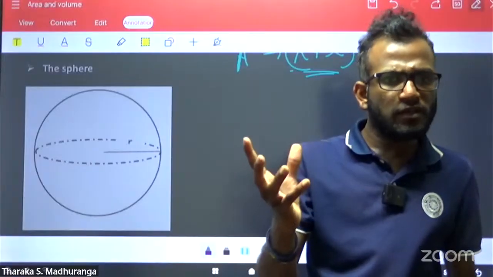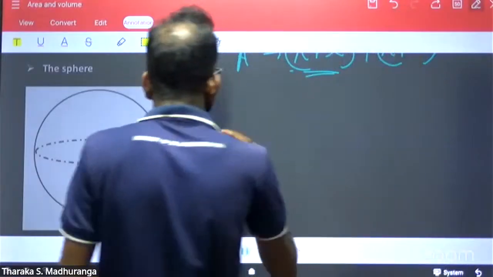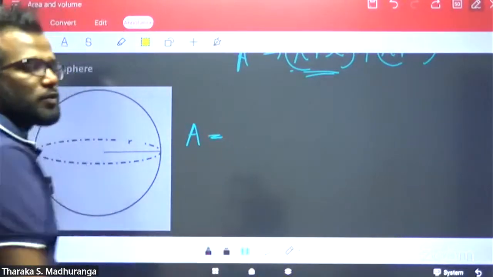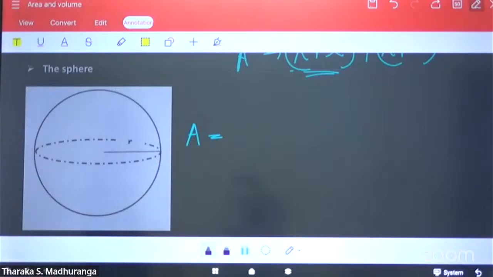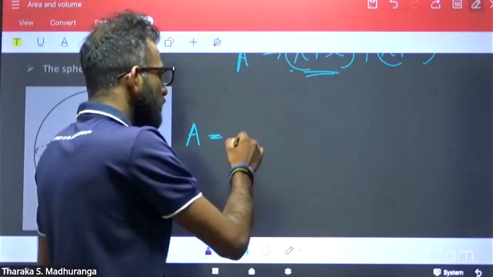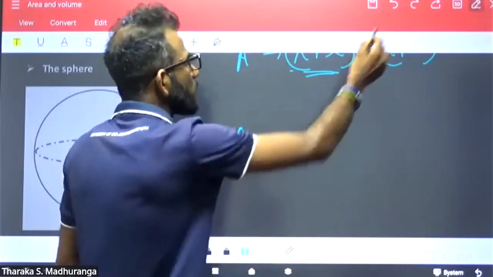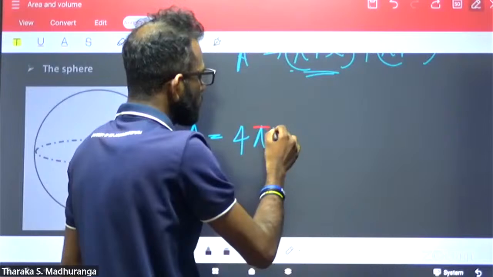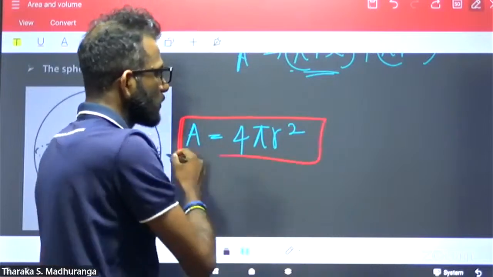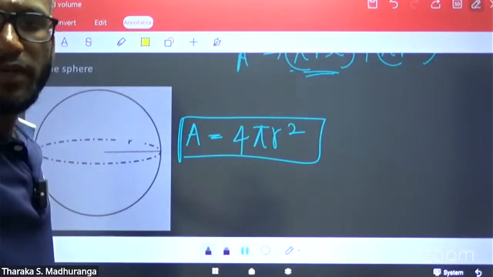How do we get the area of a sphere? Fatima, do you remember? Yes, Kabir, correct? Very good, very good. It is also from an integration equation: 4 pi r squared.